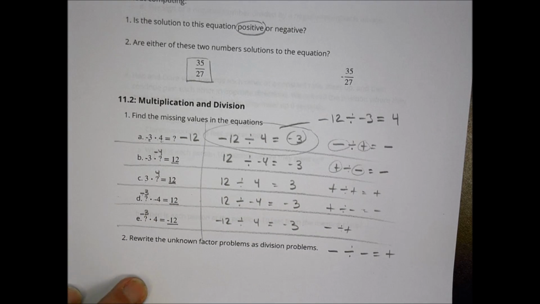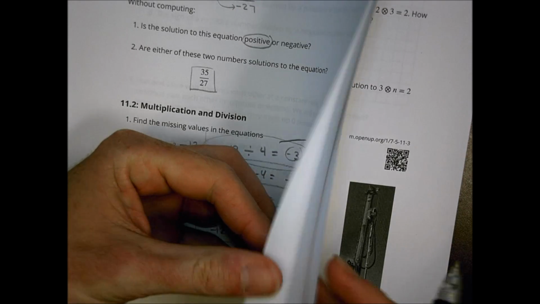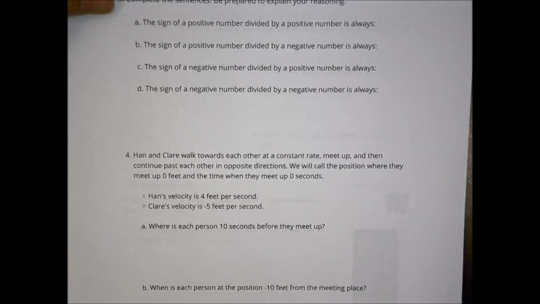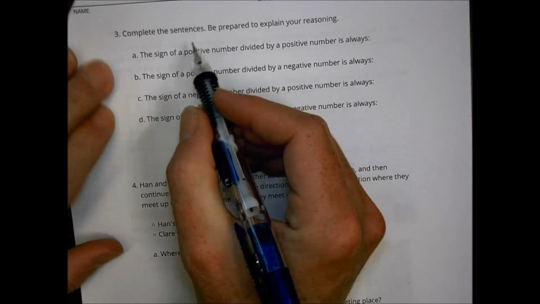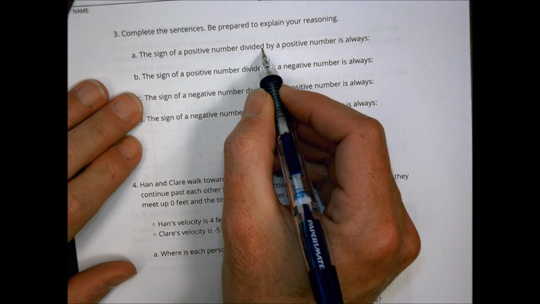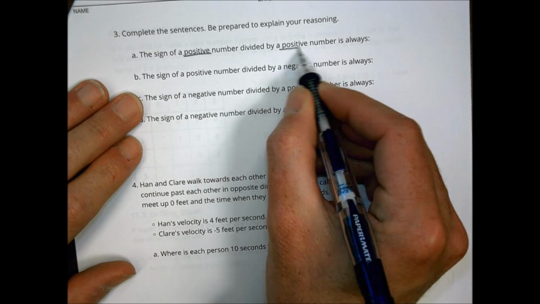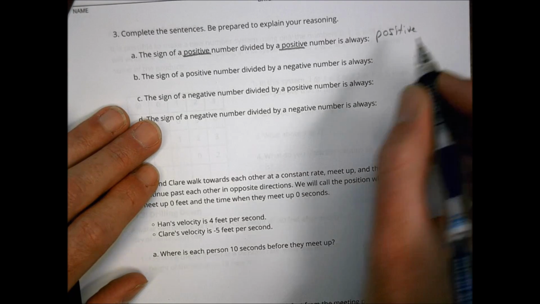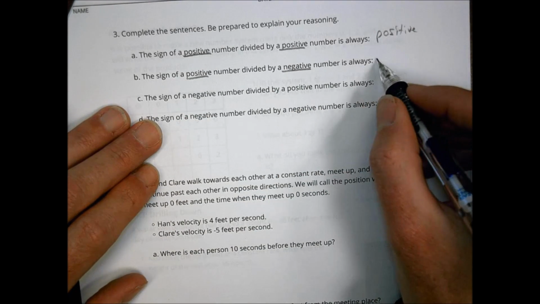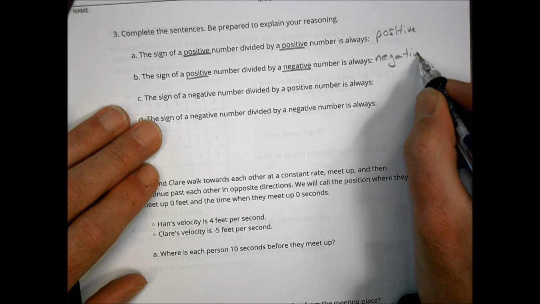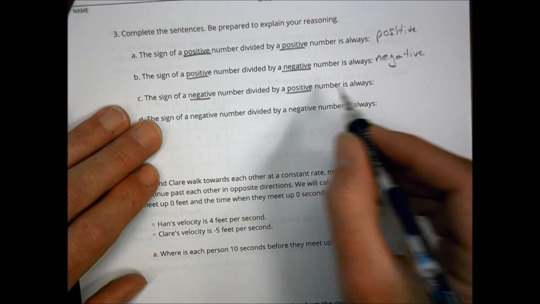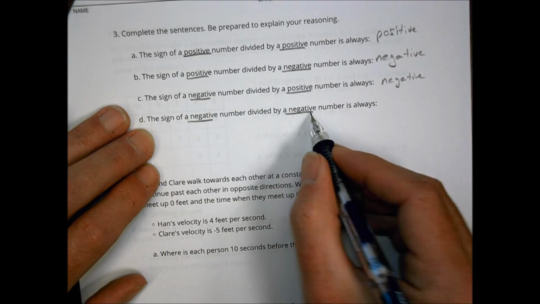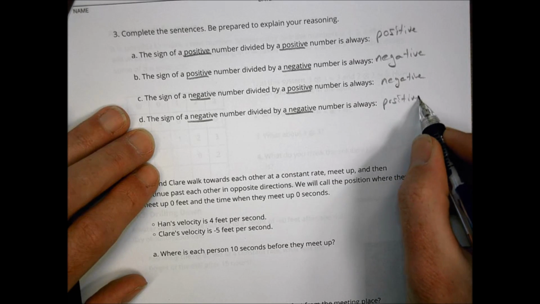All right? So when you take a look at the next page, they're really just asking you that same thing, to complete the sentences, which is what we just did. The sign of a positive number divided by a positive number is always positive. A positive divided by a negative is always negative. Negative divided by positive is always negative. And then a negative divided by negative is always going to be positive.